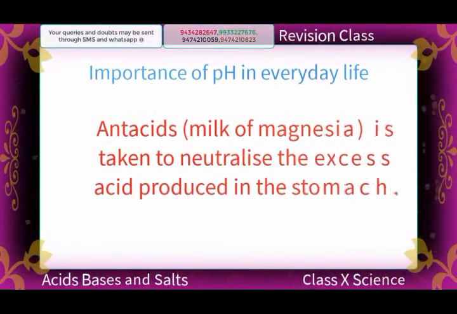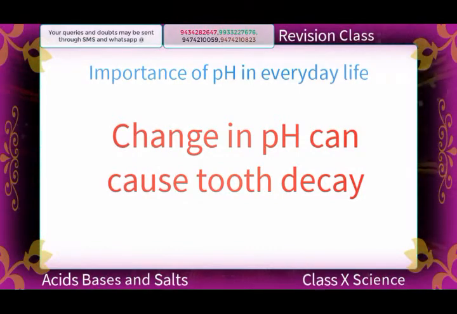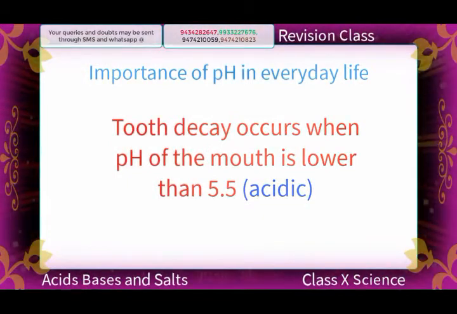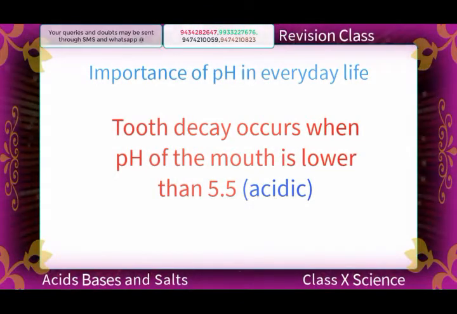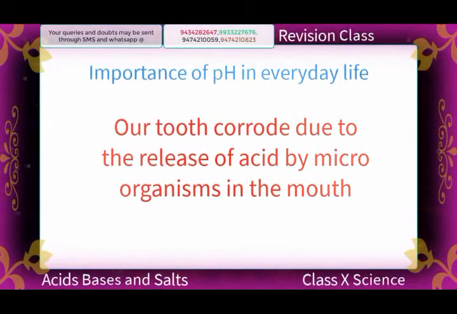Dear students, the change in pH can cause tooth decay. Tooth decay starts when the pH of the mouth is lower than 5.5. Tooth enamel made of calcium phosphate is the hardest substance in the body. It does not dissolve in water but is corroded when pH in the mouth is below 5.5. This is because our tooth is made of base, that is calcium phosphate, and the microorganisms which feed on the leftover food in our teeth secrete some acids.